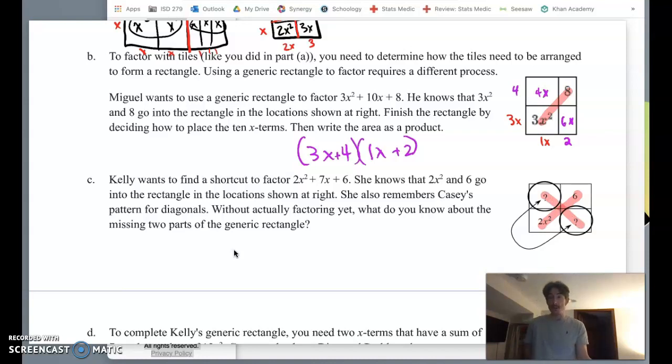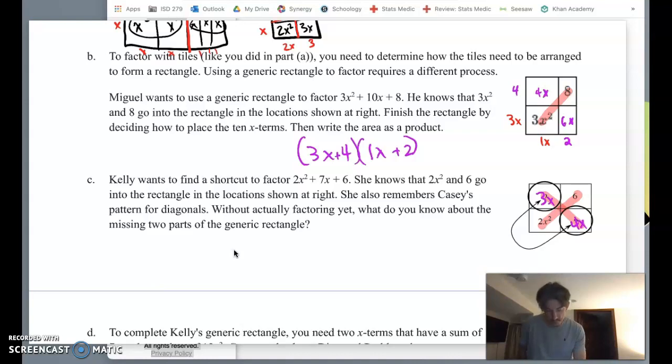So what are the factors of 6 that we can use? I'm sorry, check that, I misspoke. What are the numbers that sum to 7x that we can use that have a product of 12? And they are going to be 3x and 4x, right? Because those 2 things add up to 7, and those 2 things work out to have a product of 12. Okay? All right, and we can spend time lining those items up.